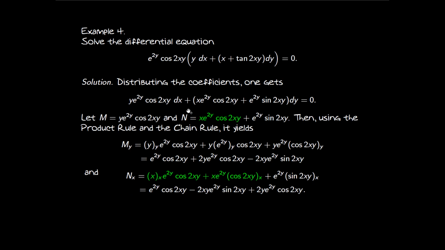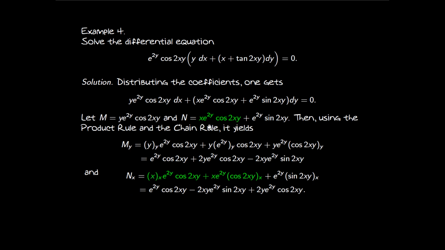Well, for the N function, for the first term, you have two factors that depend on x. And the e to the 2y here is actually a constant if your focus is on x here. So that's why we have only two terms.